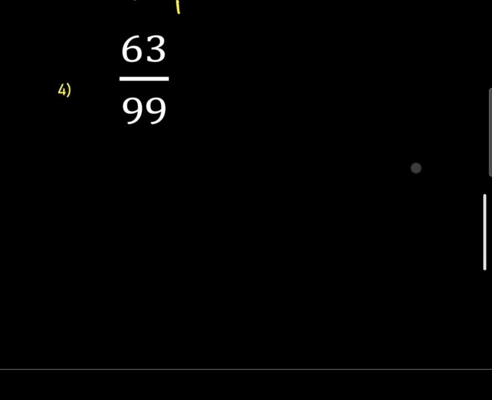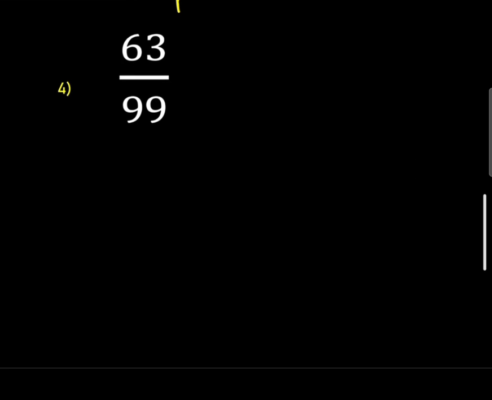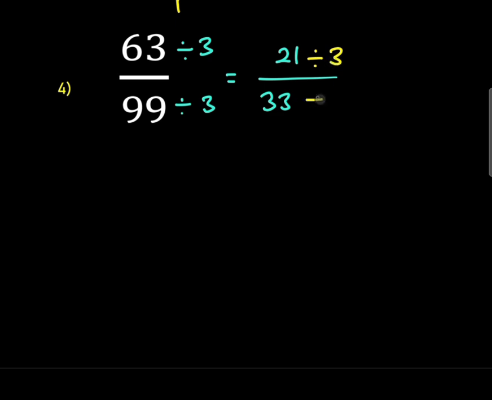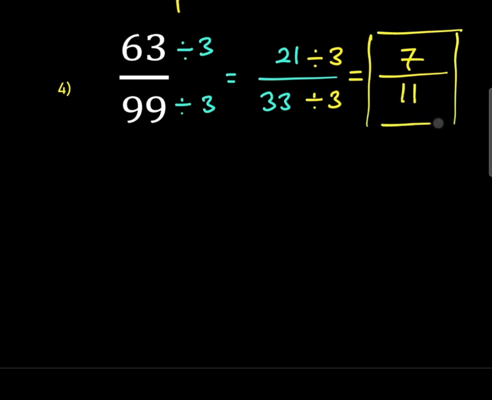Question number 4, we have 63 over 99. This fraction does not have big or large numbers. We can divide numerator and denominator by 3. 63 divided by 3 is 21. 99 divided by 3 is 33. Divide numerator and denominator by 3 again. We get 21 divided by 3 is 7. 33 divided by 3 is 11. The answer is 7 over 11.